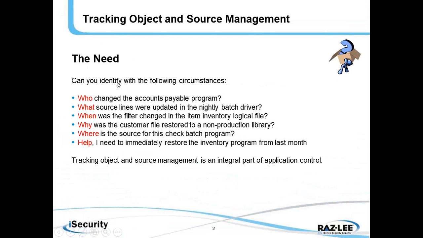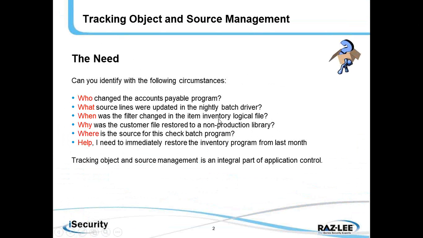Well, what's the need? If you can identify with the following circumstances, then you may have a need. For example, who changed the accounts payable program? What source lines were updated in the nightly batch? When was the filter changed in the item inventory logical file? Why was the customer file restored to a non-production library? Where is the source for this check batch program? And help, I need to immediately restore the inventory program from last month.